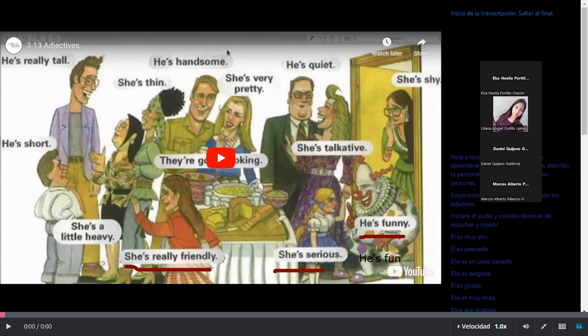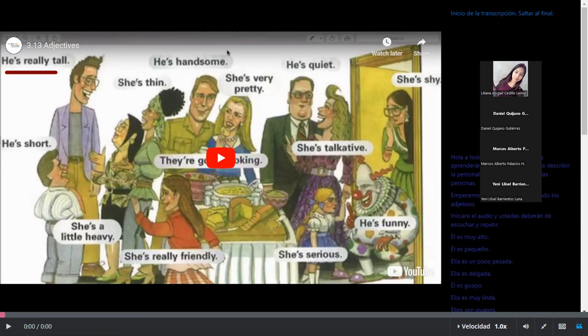He's fun. Okay, repeat. She's shy. She's shy. Ella es penosa. She's talkative. Ella le gusta hablar mucho. All right, talkative. Okay, one more time.